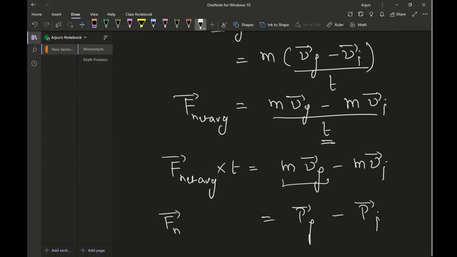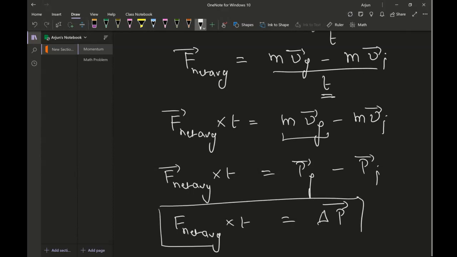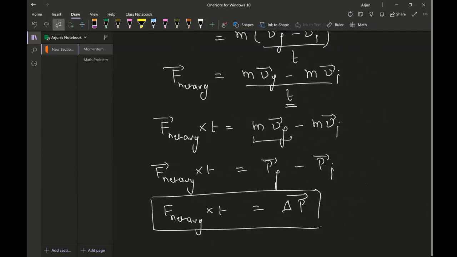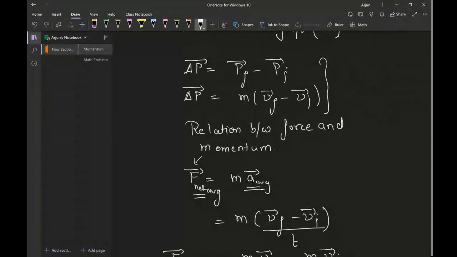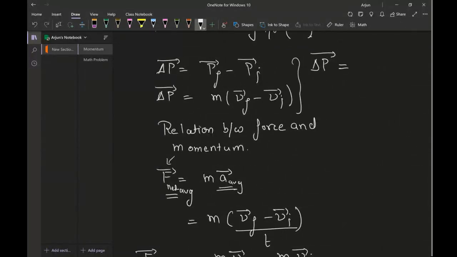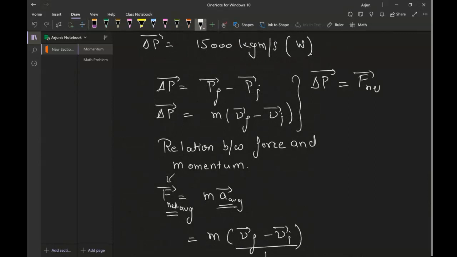Now F net average multiplied by time is in turn equal to change in momentum. So that's another formula which we derived from here. Now I'm going to add this formula to these two formulas. So change in momentum can also be represented as F net average times time.